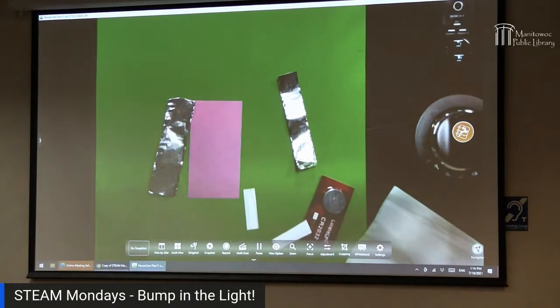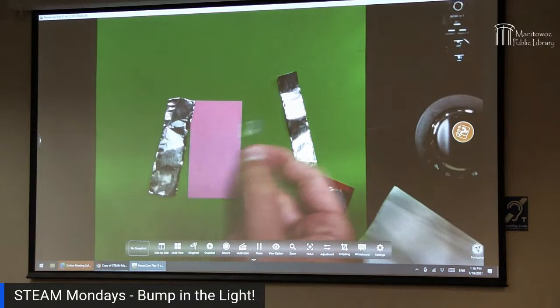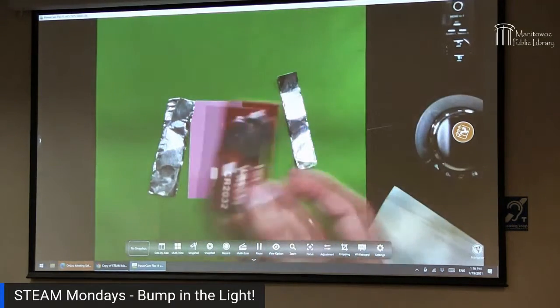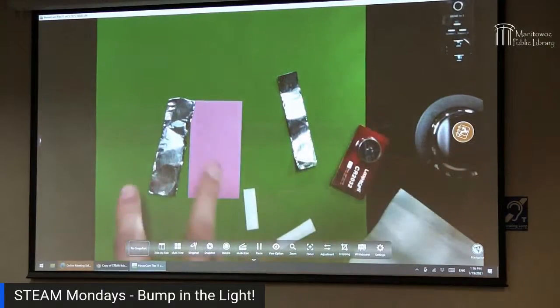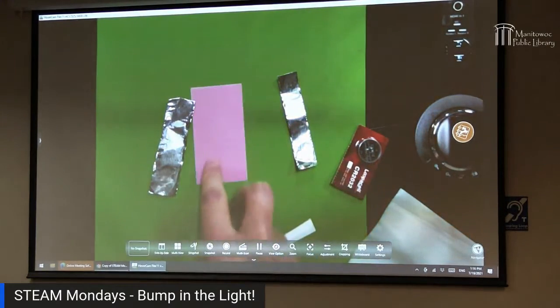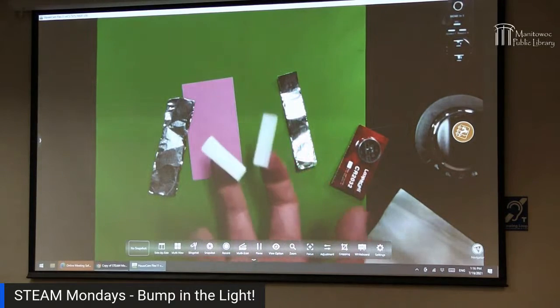So we all got an LED, a tiny little LED. Okay. Got a battery. We have two pieces of aluminum foil, a note card, and these two sticker things.